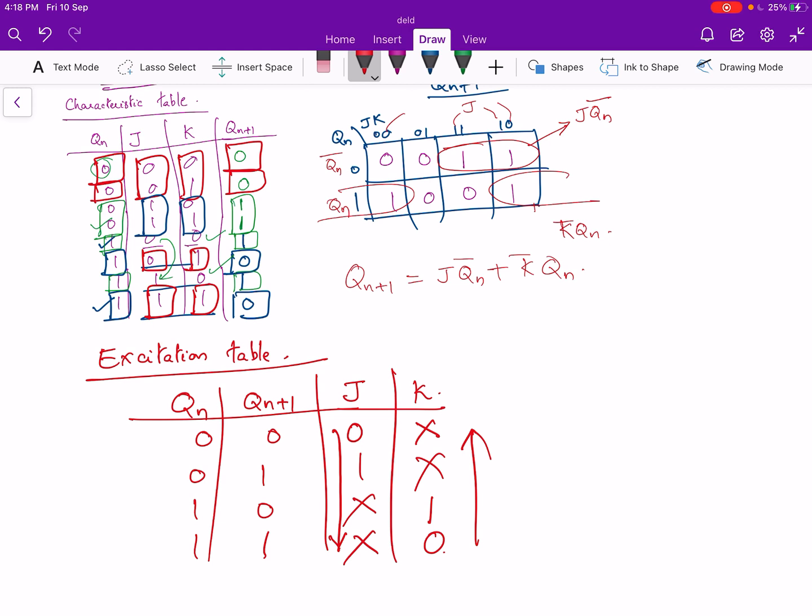We'll be using this for the design of counters and conversion of flip-flops, and this excitation table is very, very important.